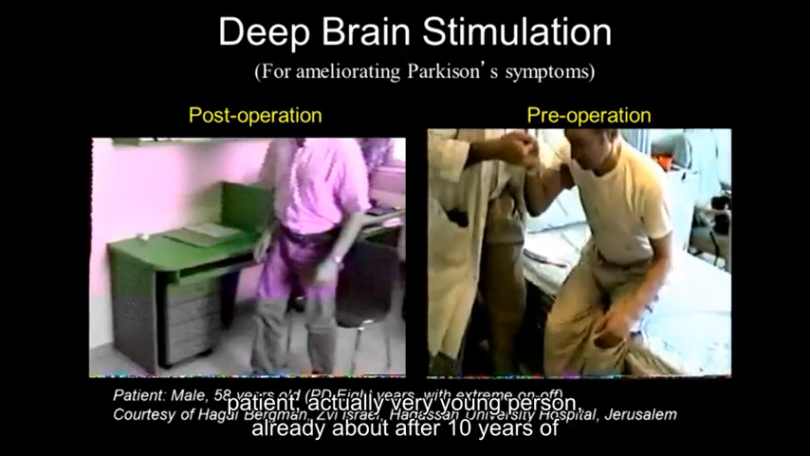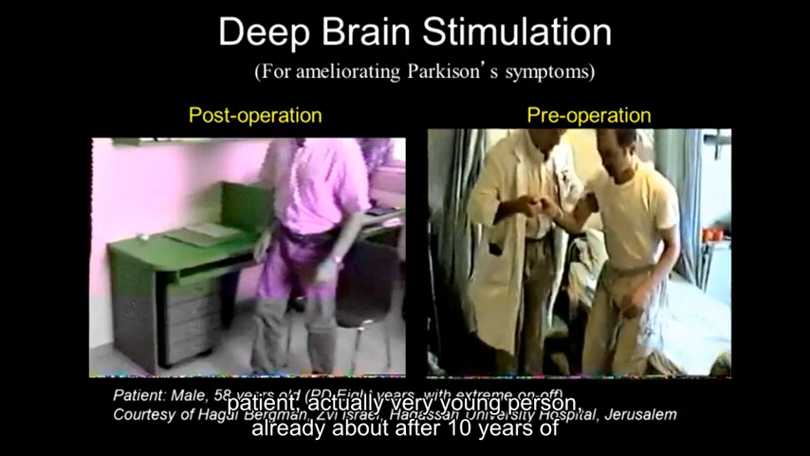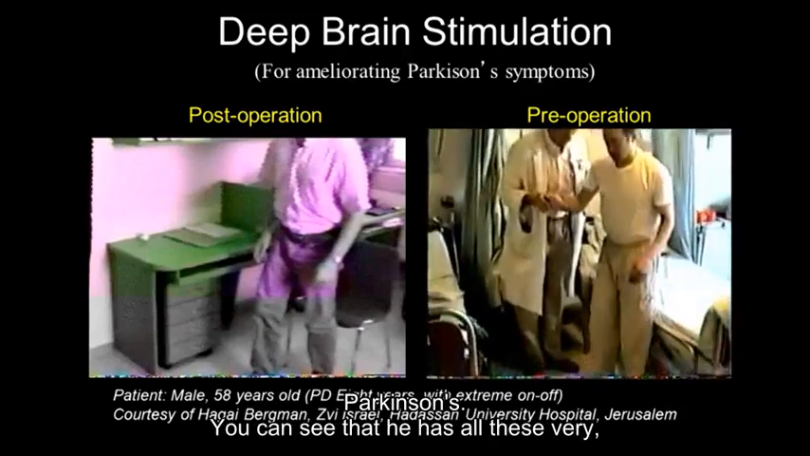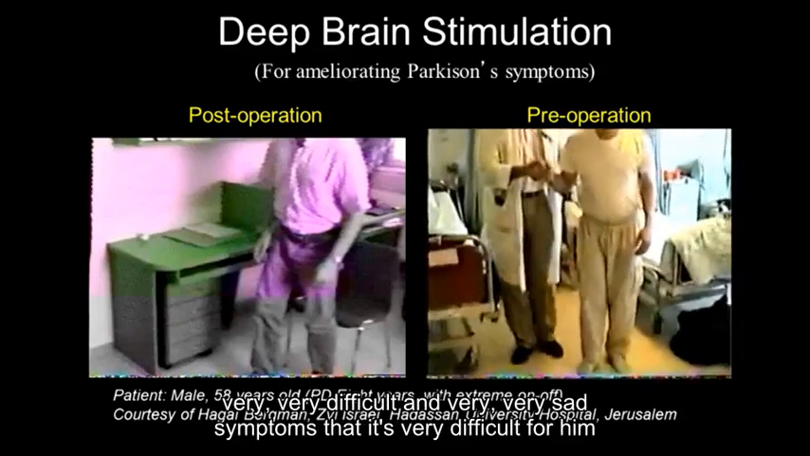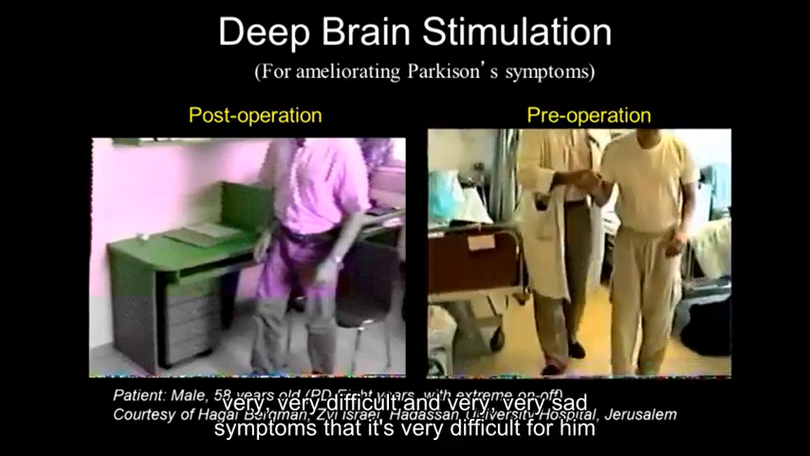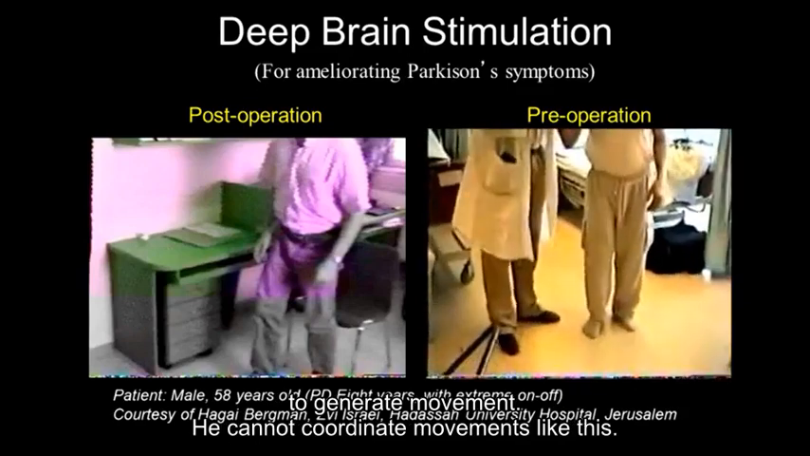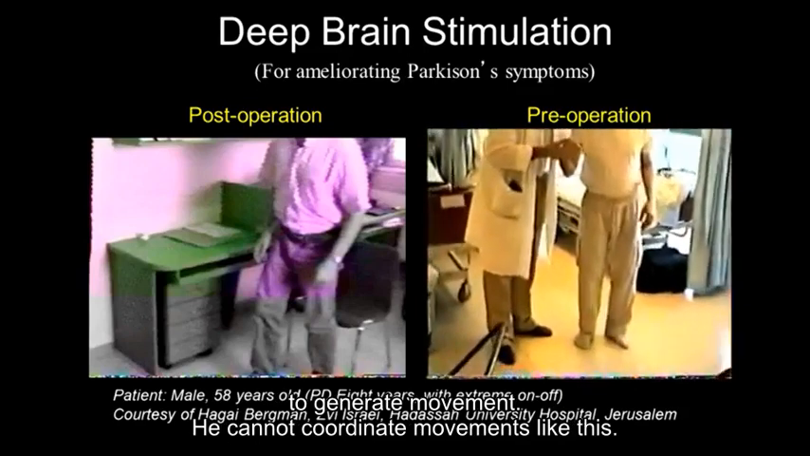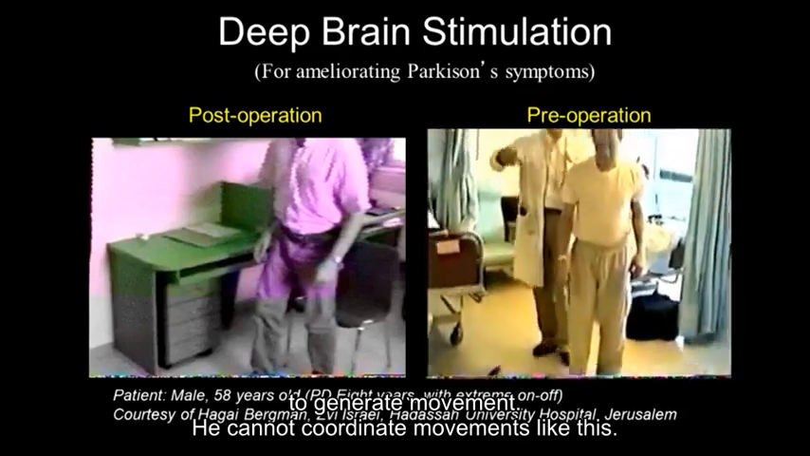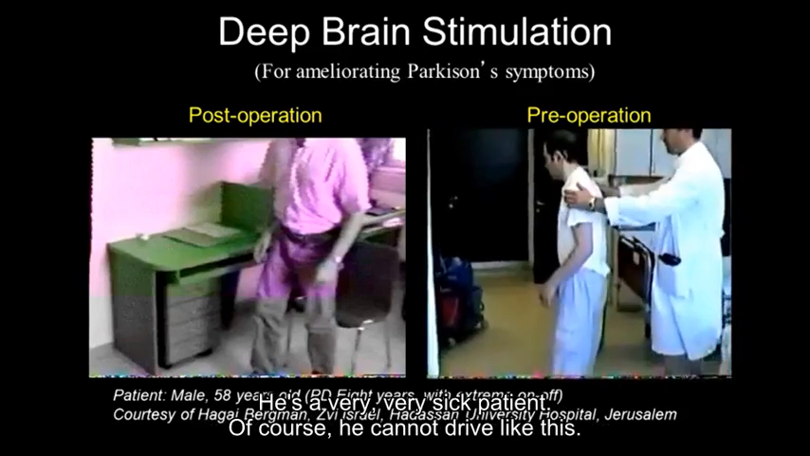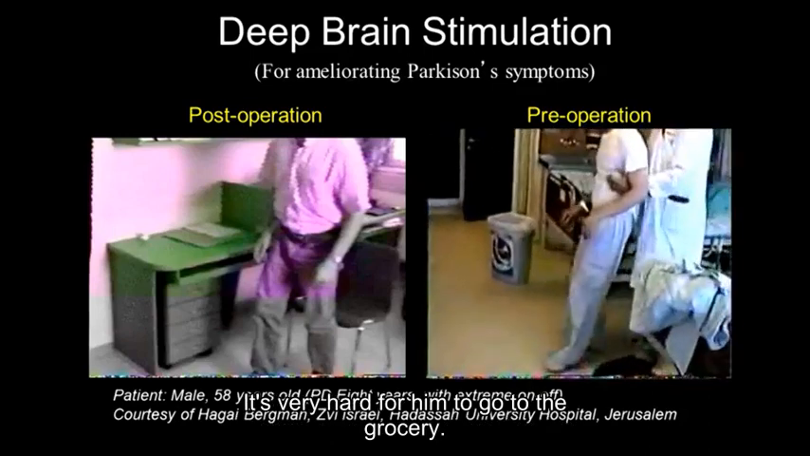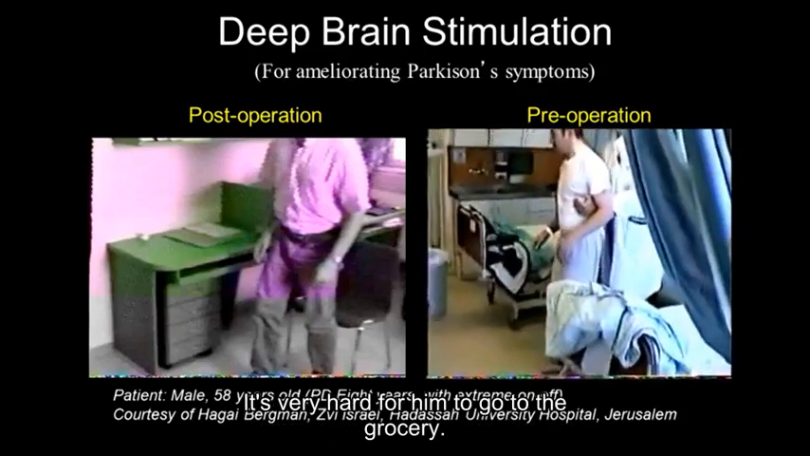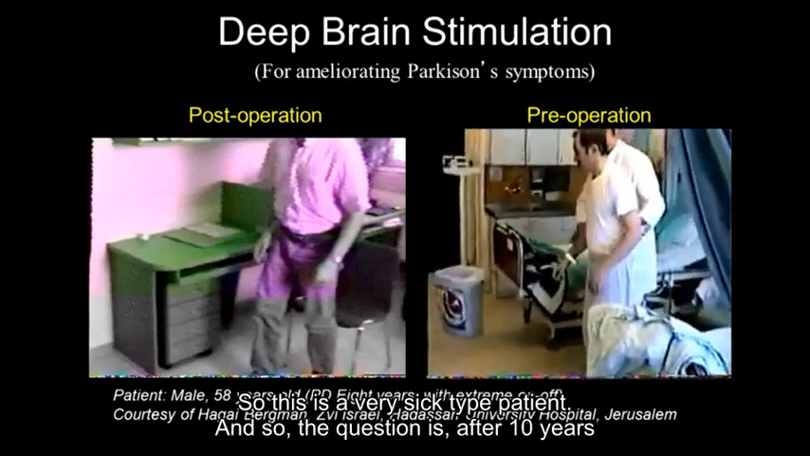a Parkinsonian patient, actually a very young person, about 10 years after the onset of Parkinson's. You can see that he has all these very difficult and very sad symptoms, that it's very difficult for him to generate movement. He cannot coordinate movements like this. He's a very sick patient. Of course, he cannot drive like this. It's very hard for him to go to the grocery. So this is a very sick patient.